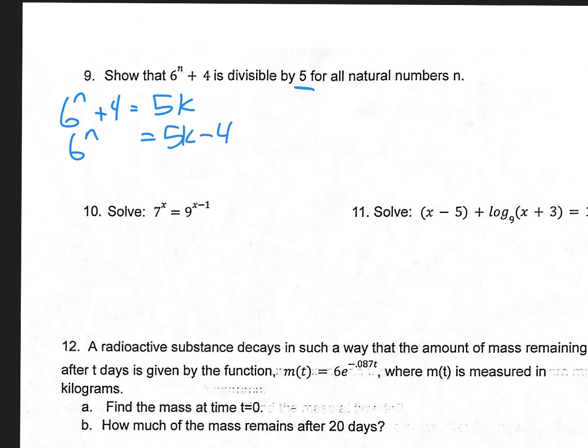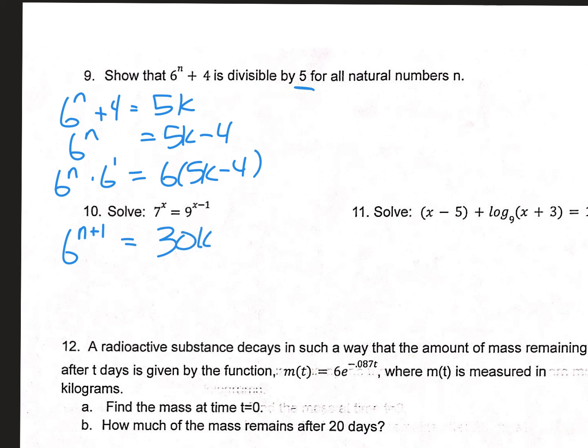So moving the 4 to the other side. That leaves me 6 to the n on the left. I need 6 to the n plus 1. So what I'm going to do is multiply that side by 6. And if I do that, I must multiply that side by 6. Now the left-hand side does give me n plus 1 because really that exponent is 1 on that 6. And if you multiply, you add the exponents. On the right-hand side, distribute the 6 just like that.